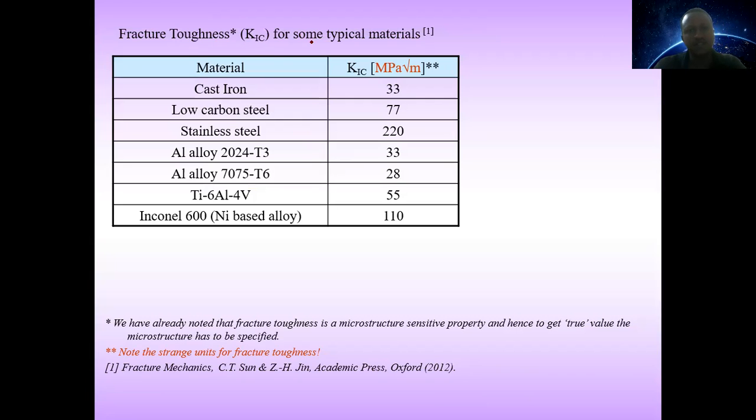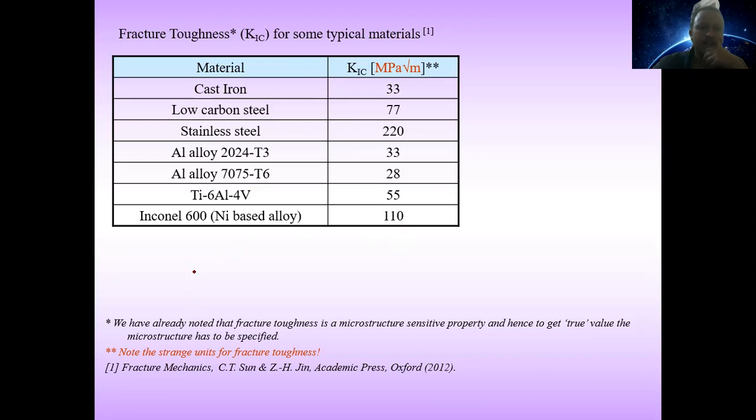Fracture toughness K1C for some typical materials. For cast iron, it is 32 to 33. For low carbon steel, 77. For stainless steel, 220. For aluminum alloy 2024-T3, it is 33. Aluminum alloy 7075-T6, 28. For titanium alloy Ti6Al4V, 55. For Inconel 600, a nickel-based alloy, it is 110.